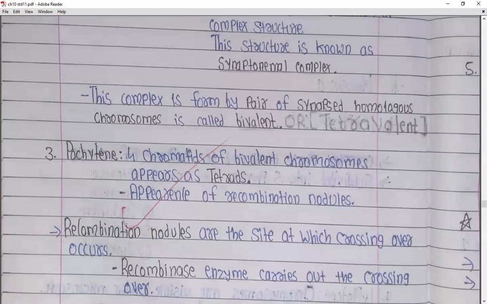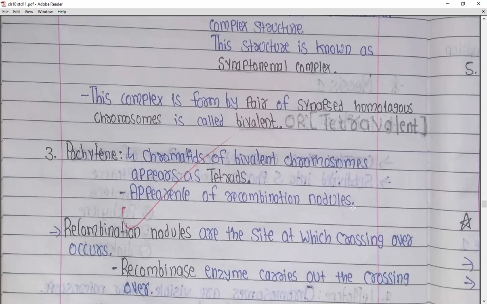The third phase is pachytene, where 4 chromatids of the bivalent chromosome appear as tetrads. These 4 chromatids are the bivalent chromosomes, right? So two chromosomes are present in order to form the 4 chromatids. As 4 chromatids are formed, for this reason they appear as a tetrad. The word tetrad is used when 4 are present.